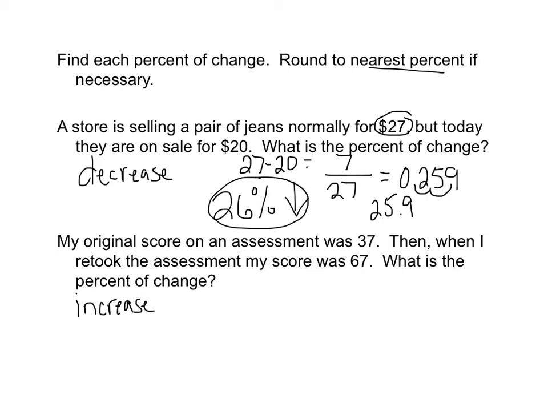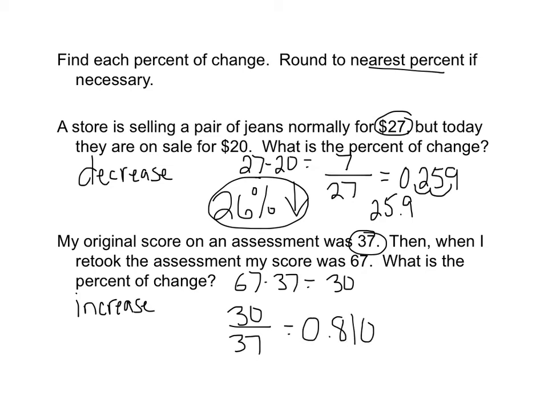Okay. Now we want to find the change. So I'm going to do 67 minus 37, which gives us a change of 30. I'm going to take 30 and compare it to my original amount, which was 37. Now I'm going to do 30 divided by 37, and I get 0.810, and then it's 810810. If I move the decimal point over 2 spots, it becomes 81.0%, or just an 81% increase.